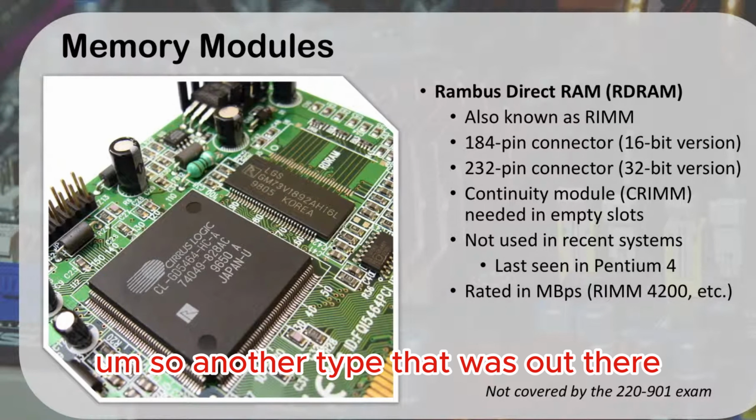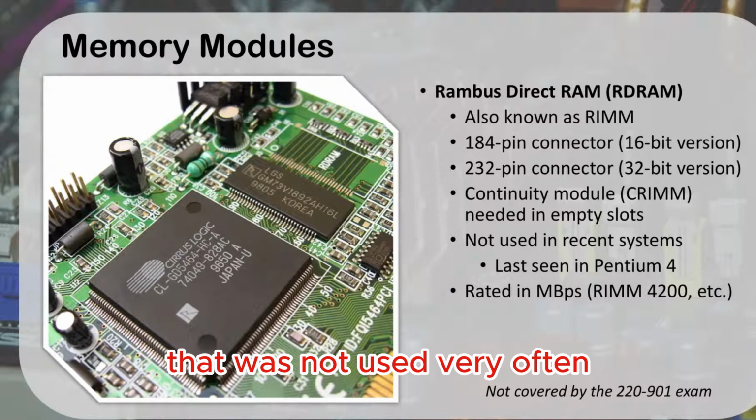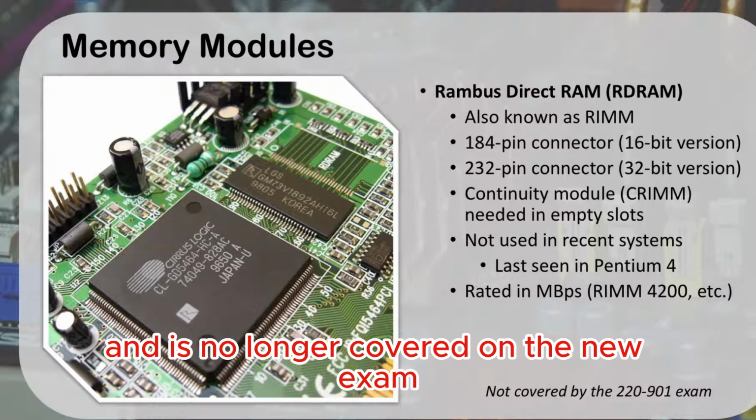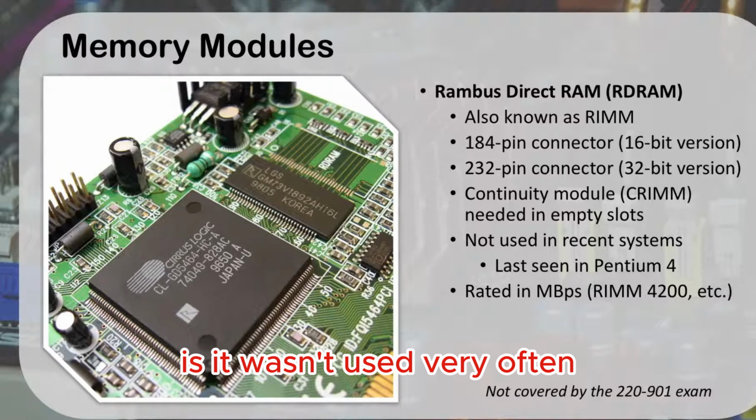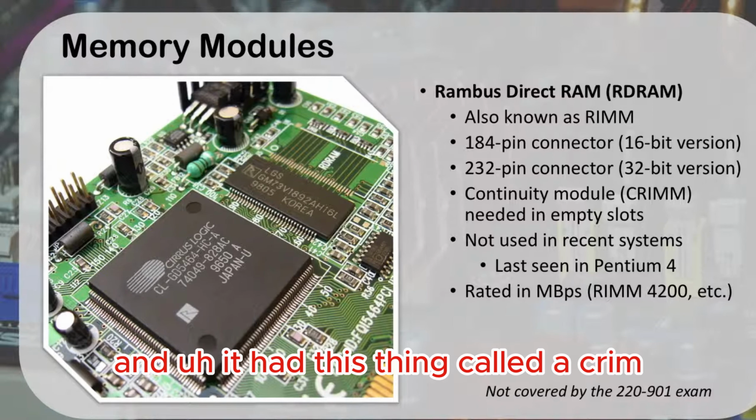So another type that was out there that was not used very often and is no longer covered on the new exam is what's called RAM bus. RAM bus, or RDRAM, is also known as RIMM, for RAM bus inline memory module. It had a 16-bit and a 32-bit version. The big thing you need to know about RAM bus is it wasn't used very often. And it had this thing called a CRIMM, a continuity module, in empty slots.